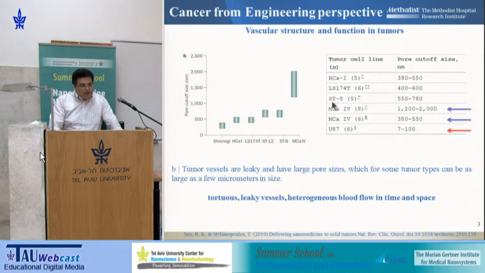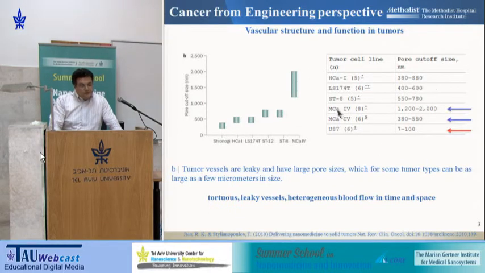We all know that EPR has limitations. We learned about that since Sunday. These are some work that has been done by Rakesh Jain at Mass General, showing how the size of the fenestrations, the pore cutoff size, can vary depending on the type of tumor and depending on where the tumor is actually developing. So you see here characteristic sizes of these fenestrations ranging from a few hundreds of nanometers all the way up to a micron.